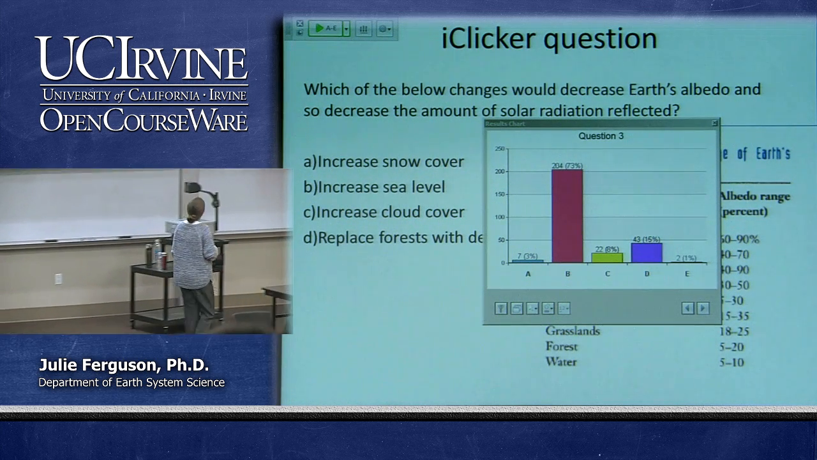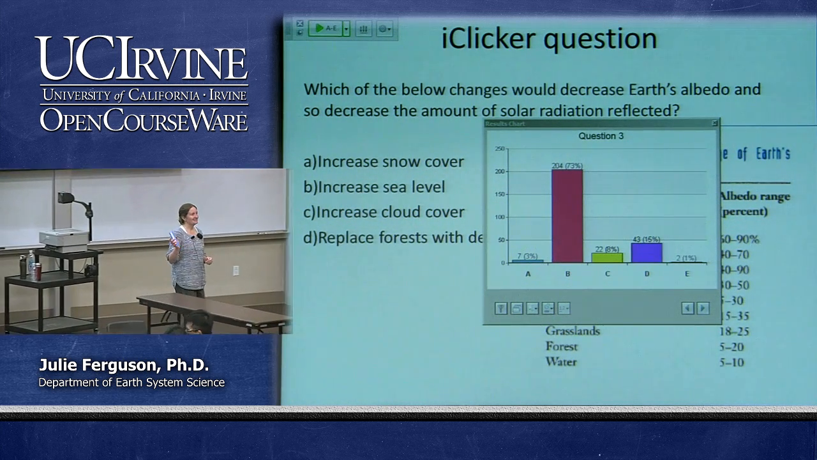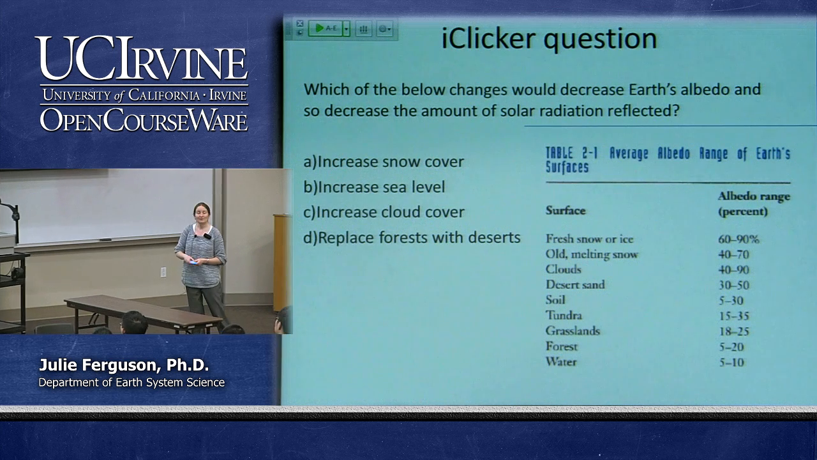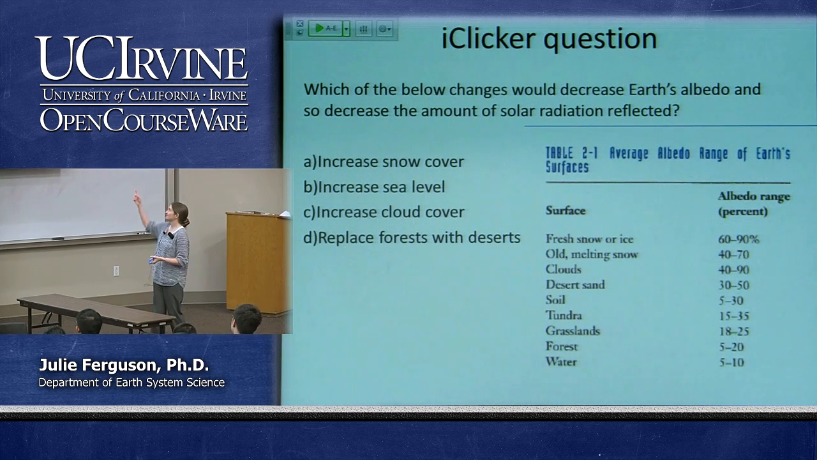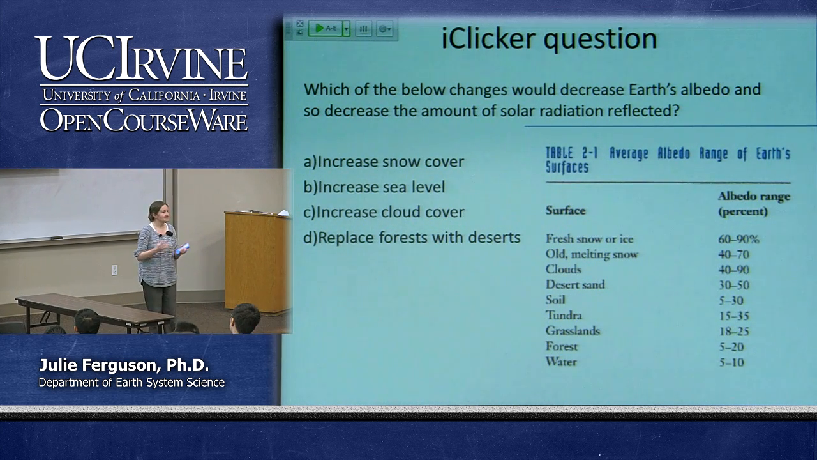Well done. For those people that aren't quite so certain, and just in case you forget it all, if we increase snow cover, we're going to increase our albedo because it's much more reflective. We're going to reflect more out to space. The same thing happens if we increase our cloud cover. We're going to reflect more out to space. We're going to increase our albedo.